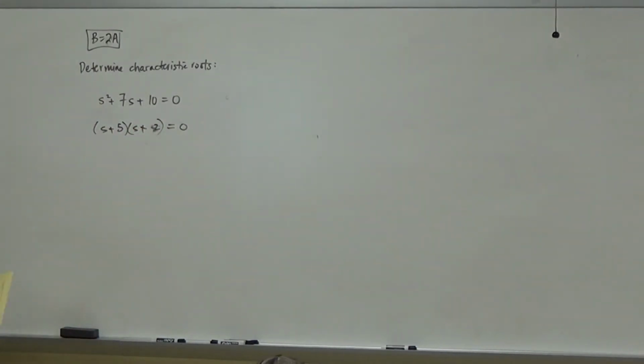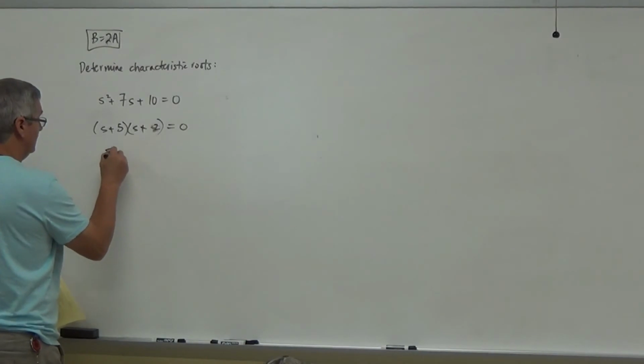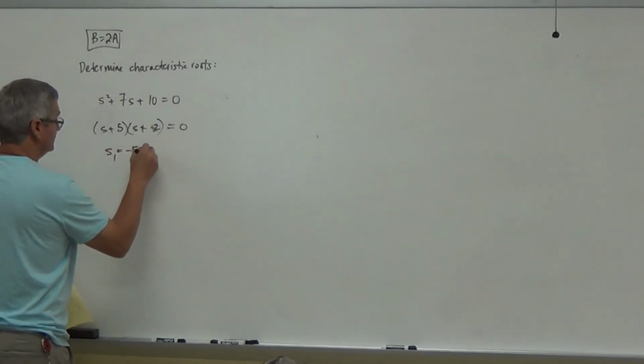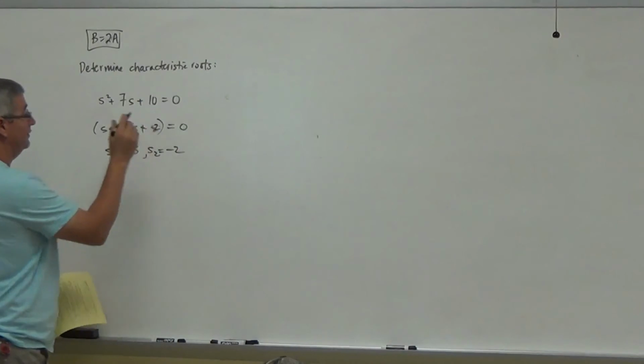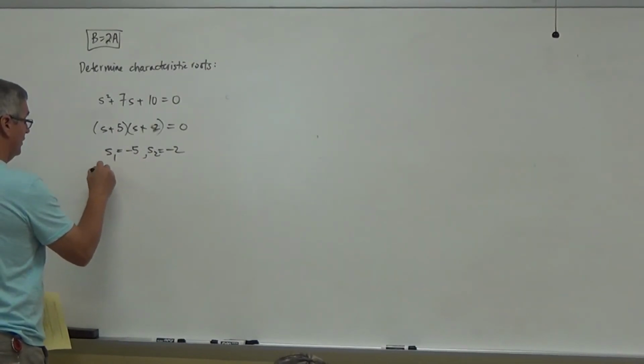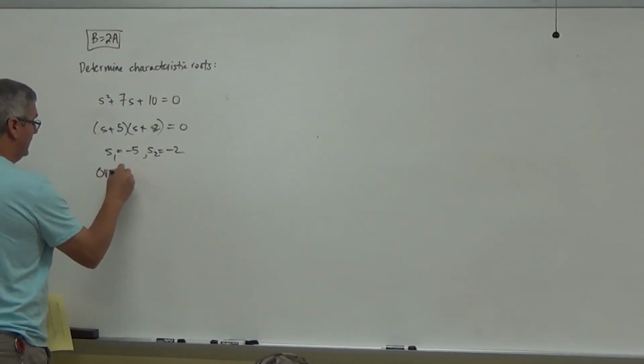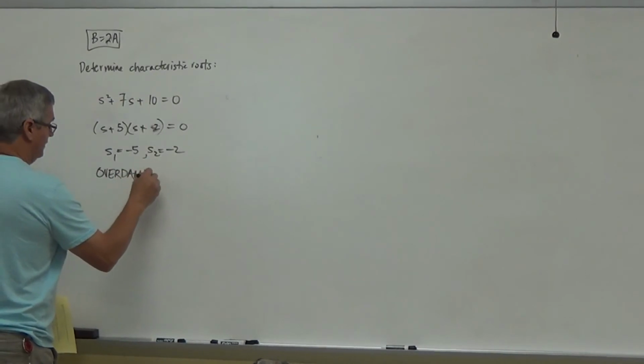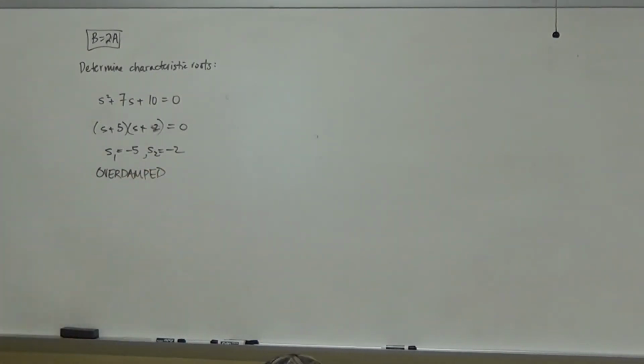You look at that, this implies here that S1 is equal to -5, S2 has to equal -2 in order to satisfy that equation. So if I do that, these are real and distinct. This has to be what? Overdamped. Now I could have done it a different way, okay? But you gotta admit, that's the fastest way.